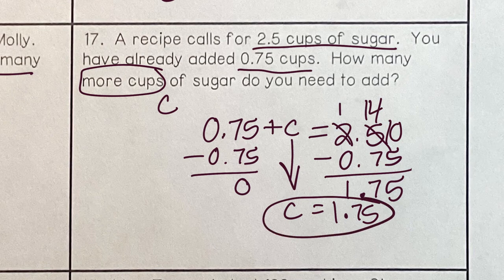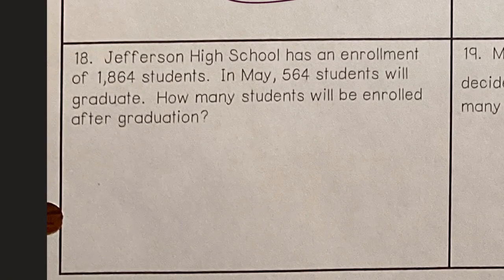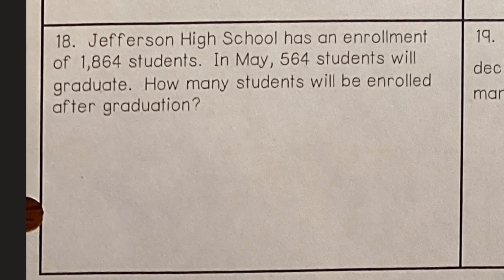Now, if I add 1.75 to my 0.75 cups that were already added, I would get 2.5 cups. So I know that I set up my equation right and solved it correctly. Let's say check my answer. Okay. And last but not least, we're going to do number 18 together.